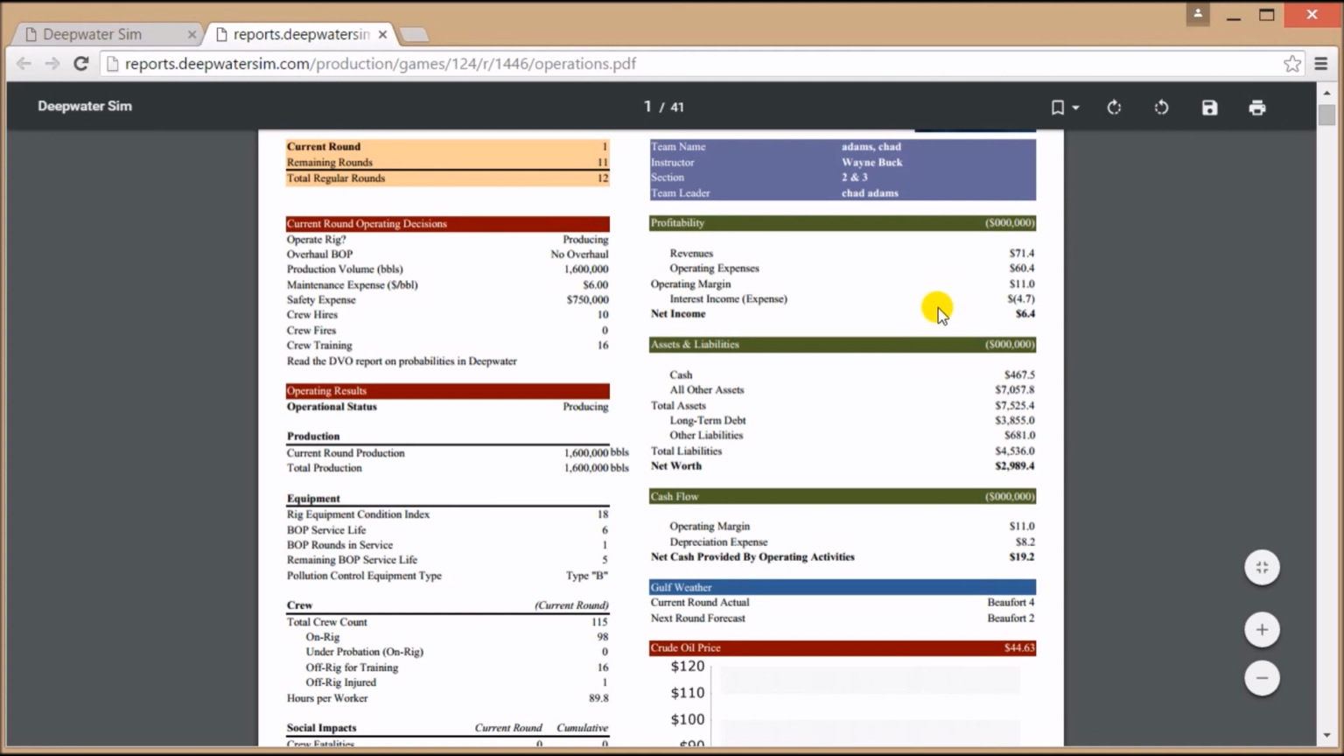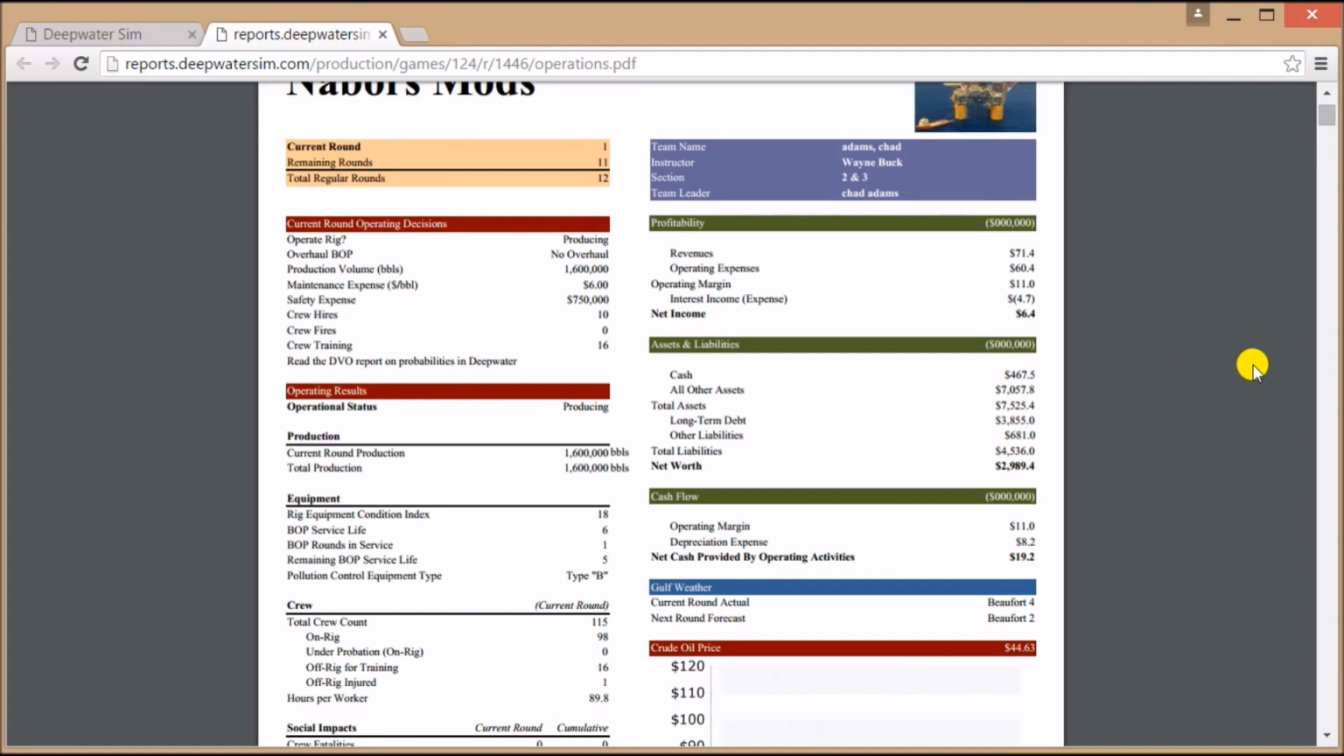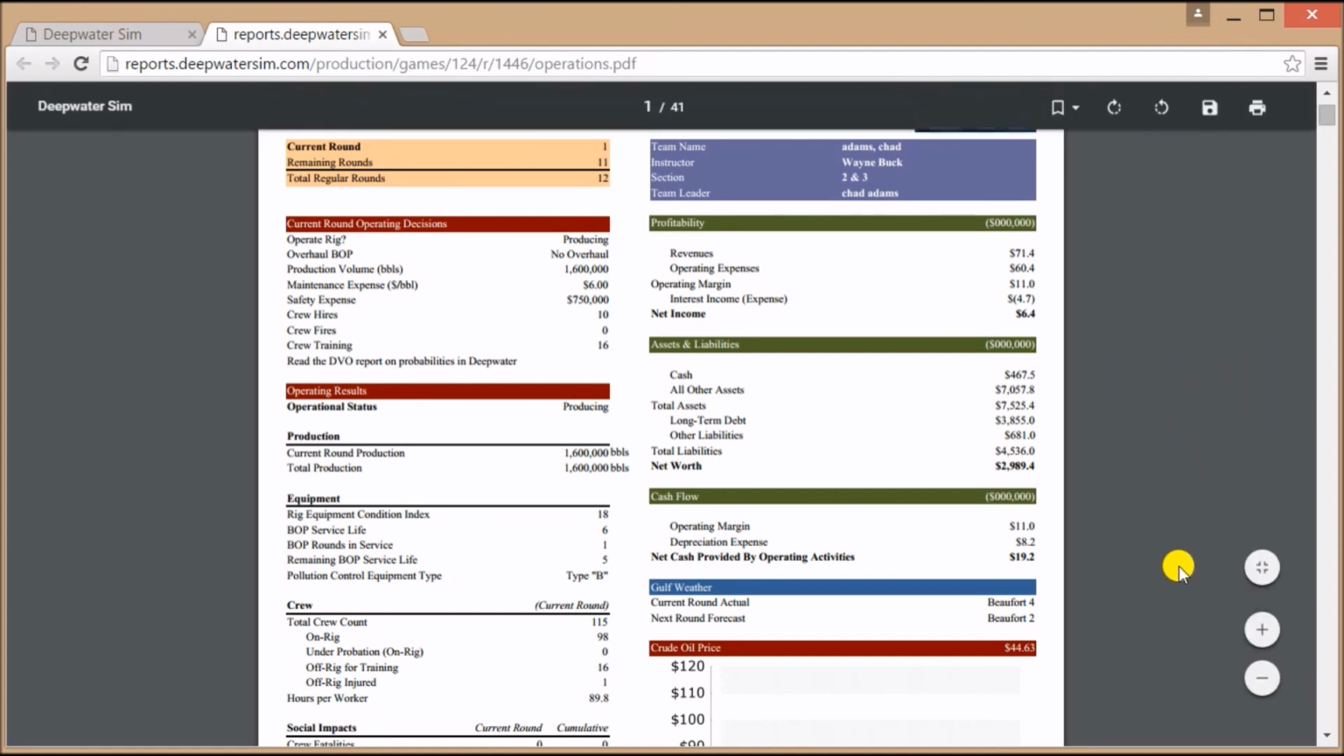Okay, that's a quick tour of the market report and the operating report, and that's the end of part 2 of this video tour of the reports in Deepwater.